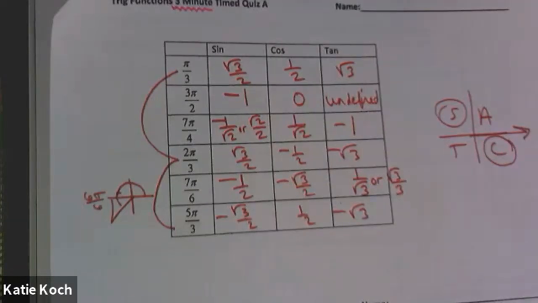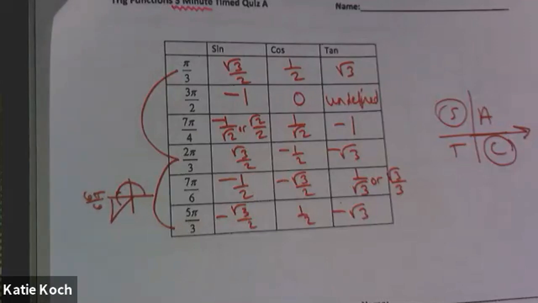So the idea is to just have these memorized, or at least know the basic pi thirds, pi fourths, pi sixths, and then from there be able to figure out what quadrant you're in, and if they're positive or negative. Honestly, it will ease up a lot of trouble for you in our next chapter.